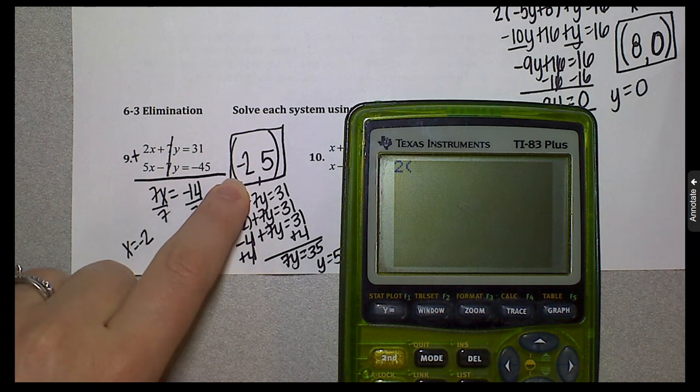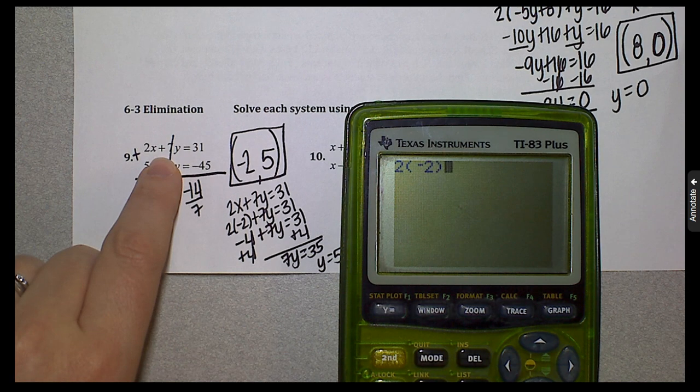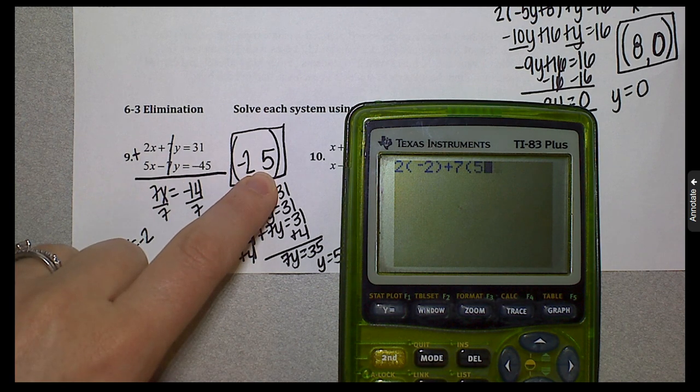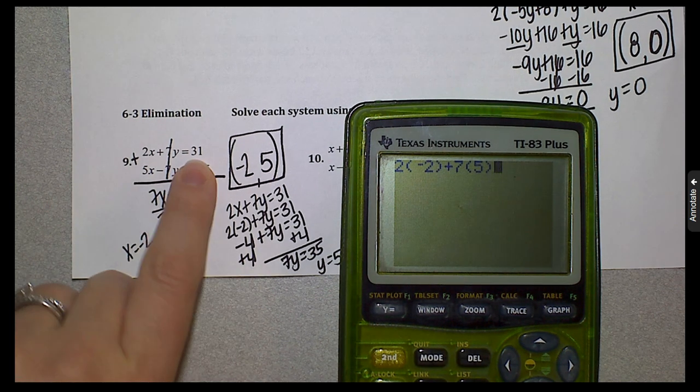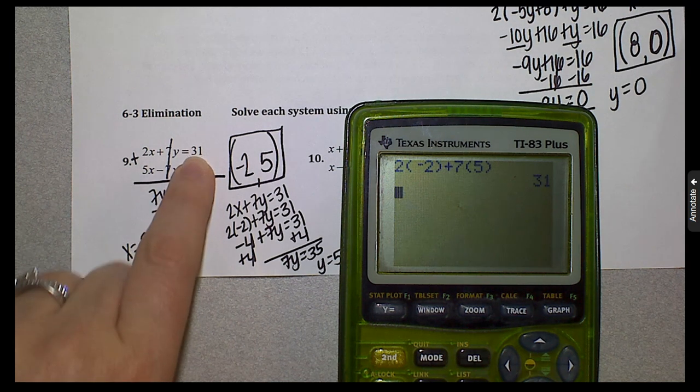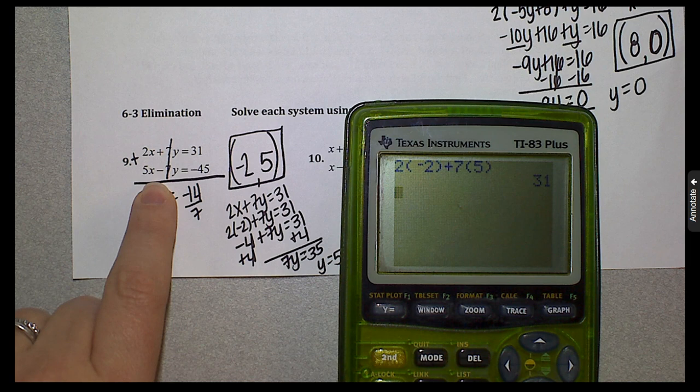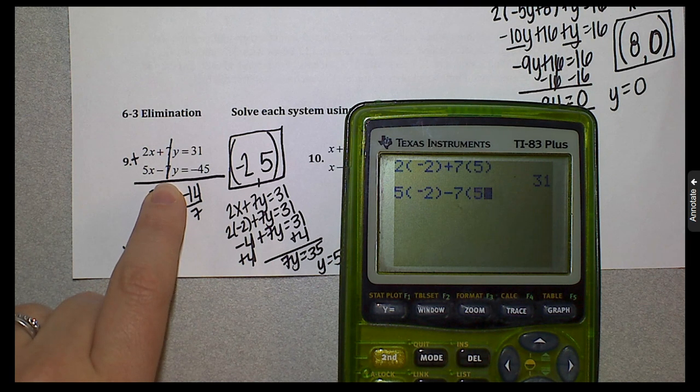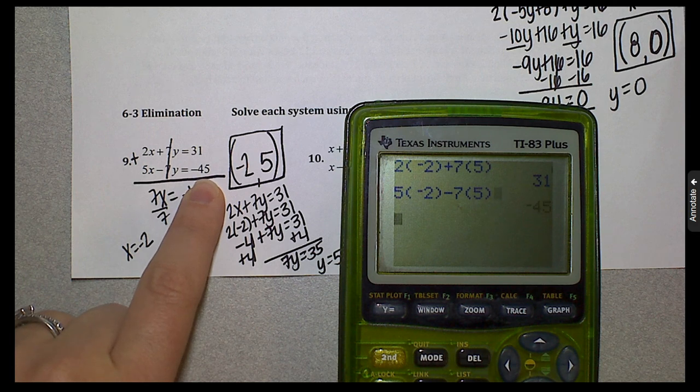2 times x plus 7 times y. So I plug in x and y. And when I hit enter, it should be 31. And it is. So that makes me feel better. Okay, I'm good. And I do check it in both equations. So 5 times x minus 7 times y. And when I hit enter, it should be negative 45.